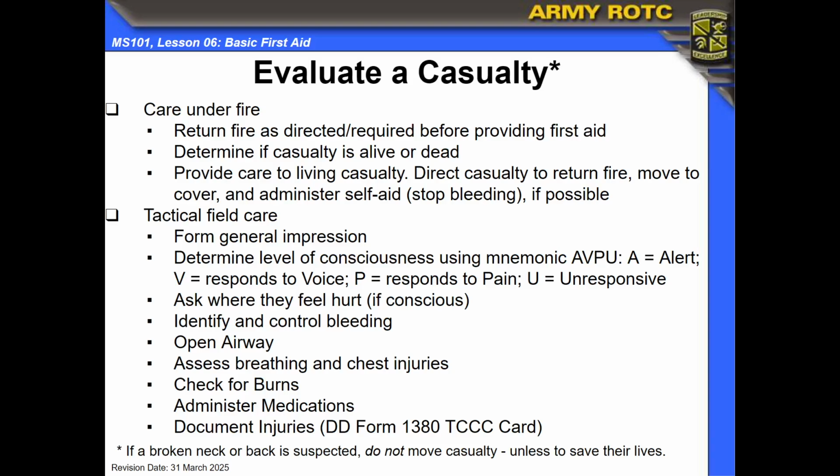If the casualty is alive, before you move to them, and we're talking you're getting shot at, they're not able to move, one thing we teach all the time is just yell at them, play dead. Just lay there and play dead. Why? Because the enemy doesn't like to play fair.